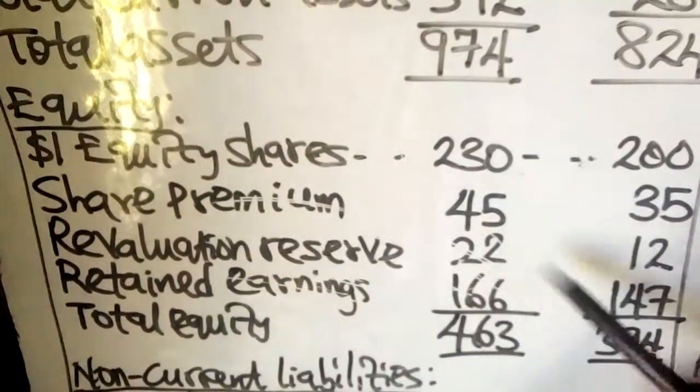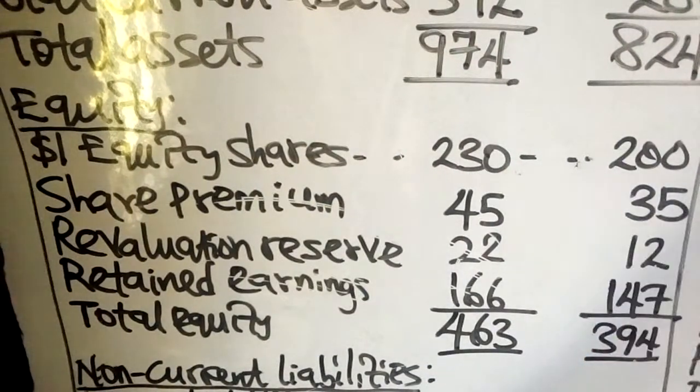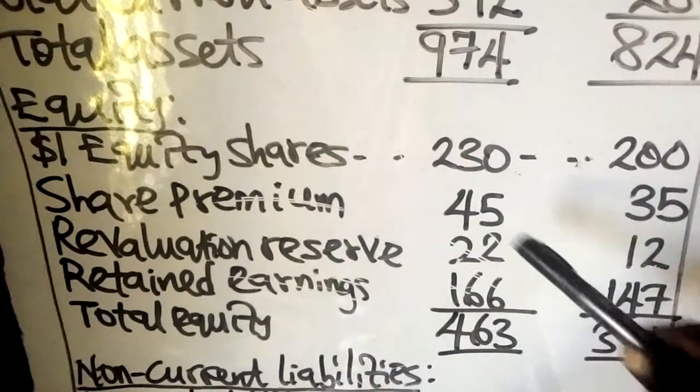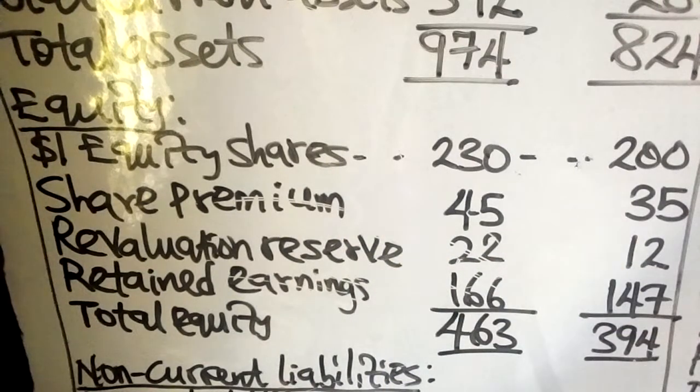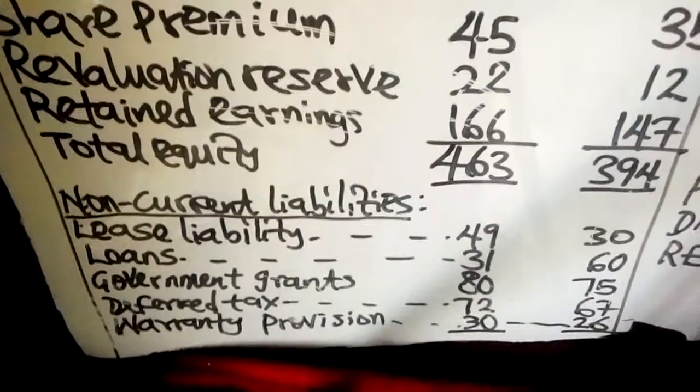$1 equity shares. 20x7 we have 230 and 200 for 20x6. Share premium 45 for 20x7 and 35 for 20x6. Then revaluation reserve 22 for 20x7 and 12 for 20x6. Retained earnings 166 for 20x7 and 147 for 20x6. Total equity we have 463 and 394 for 20x7 and 20x6 respectively.